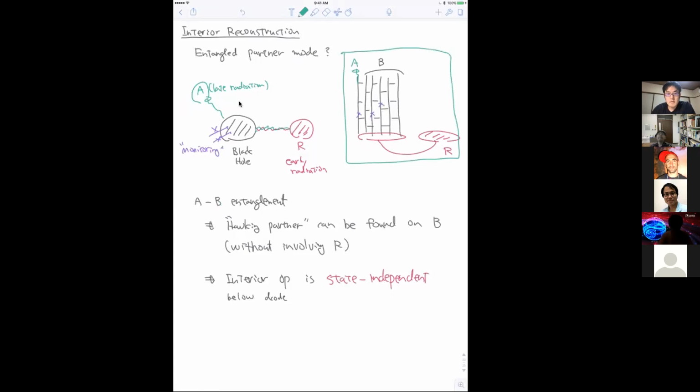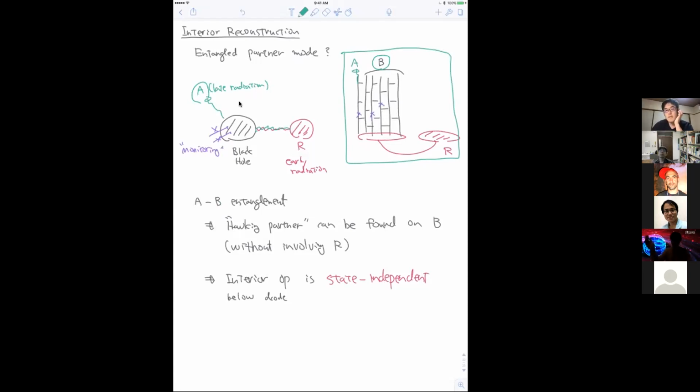Then I'm asking if A is entangled with B, and if it's entangled, which degree of freedom in B is entangled with A. But you can actually see that this is indeed the interior reconstruction problem, because I'm defining the interior Hawking partner mode as an entangled partner of A. So if you find the EPR pair partner on B, then that is your Hawking interior mode. So all the decoding algorithms I mentioned and so on can be used to reconstruct the black hole Hawking partner and so on.